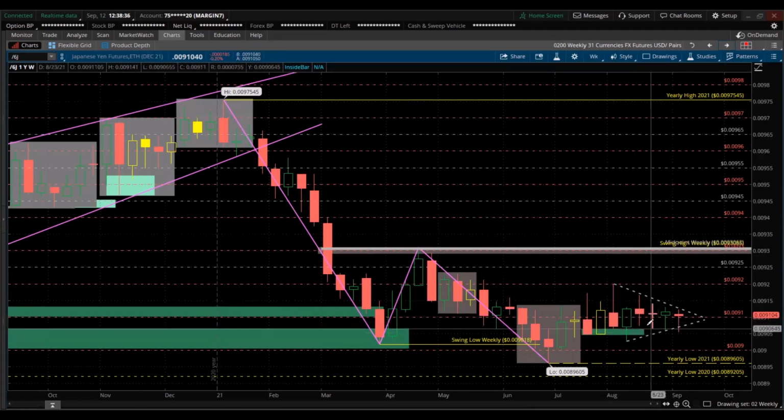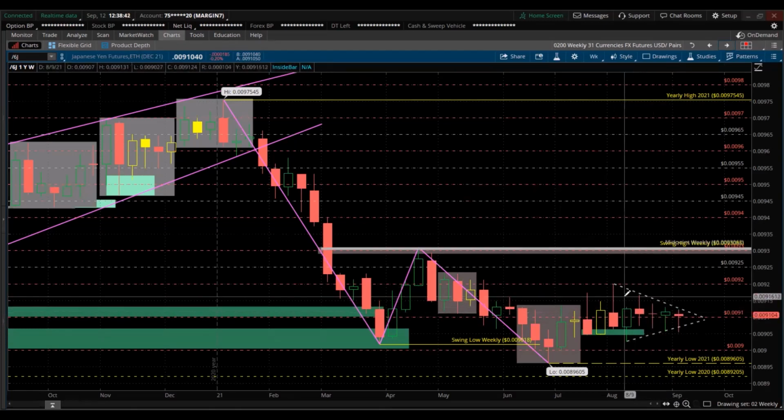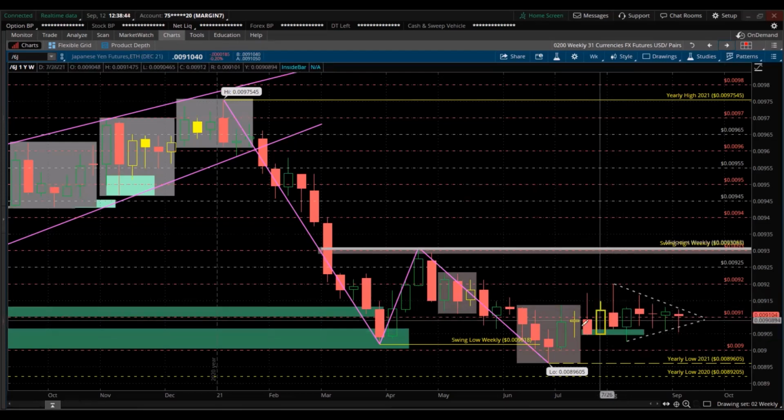Japanese yen. I shared this before with my Patreon members, that we're in a consolidation phase here with the Japanese yen, building a wedge. And in that wedge, it's going to coil tighter, tighter, tighter. It will break out one way or the other, and that's going to be the strong trend to catch that trade. So a good decision here is to use a faster time frame to look for entry, if you're bullish or bearish.